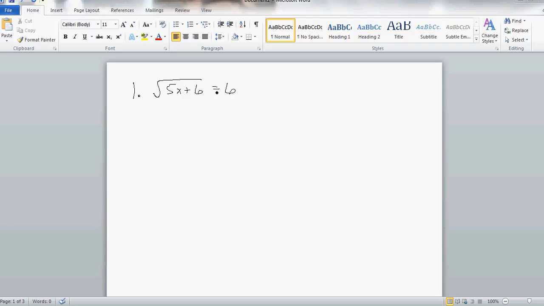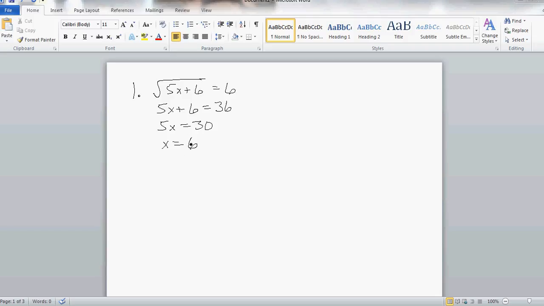And realize that if we are trying to get rid of a squared, we take the square root. If we try to get rid of the square root, we square it. So what we're going to do here is we're going to square both sides. So we get 5x plus 6 equals 36. Then it becomes a relatively simple problem. Subtract 6 from both sides and divide both sides by 5 so that x equals 6.